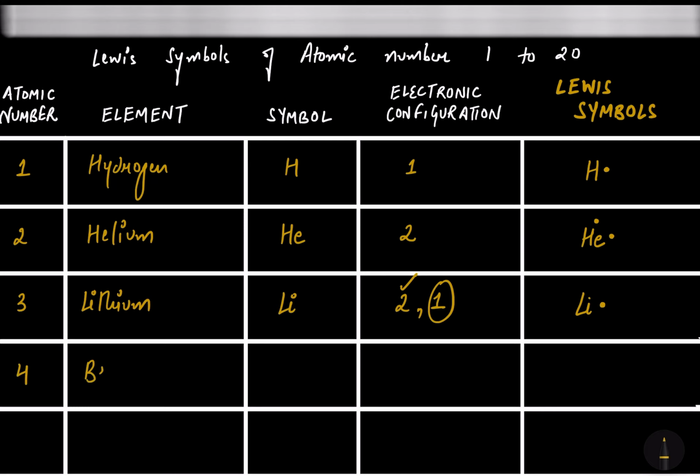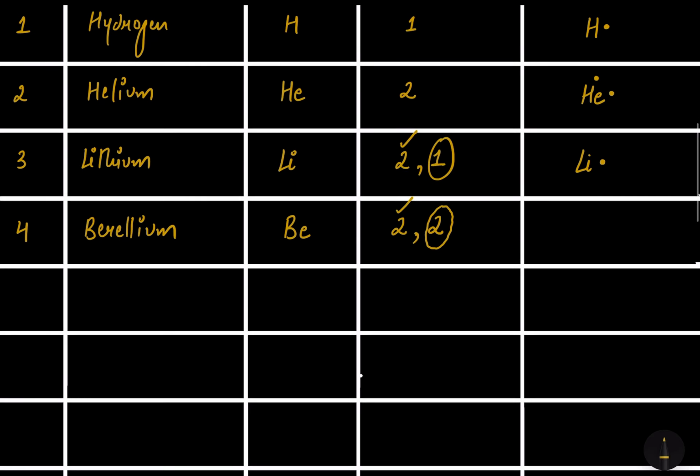Now let's talk about atomic number 4. It's beryllium. The symbol for beryllium is Be, and the configuration comes out to be 2, 2. Again we have 2 shells. In the first shell we have a total of 2 electrons. In the second or outermost shell we again have 2 electrons. So the Lewis symbol for beryllium will be Be with 1 electron and a second electron, that is 2 electrons in the outermost shell.